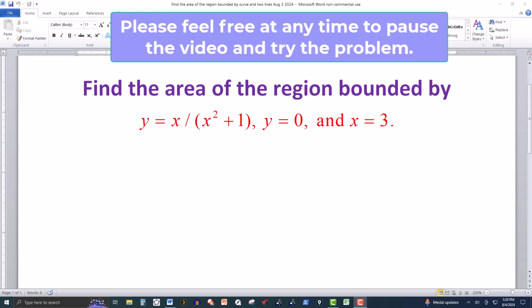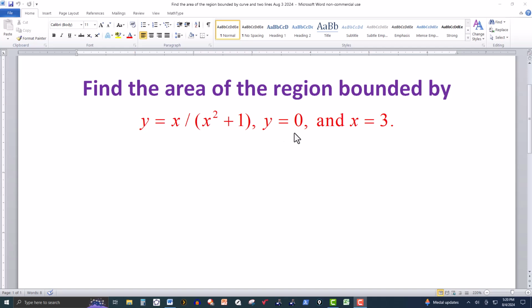In this video, we want to find the area of the region bounded by the graph of the rational function y equals x over x squared plus 1, the line y equals 0, which of course represents the x-axis, and the vertical line x equals 3.